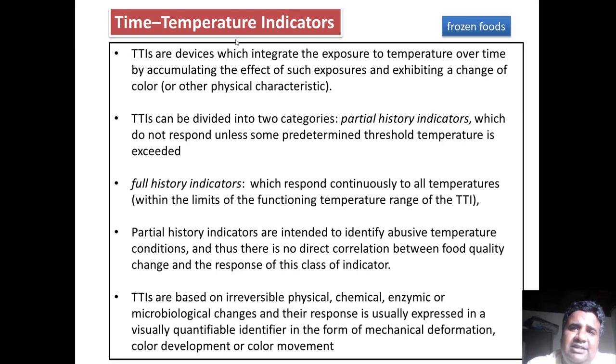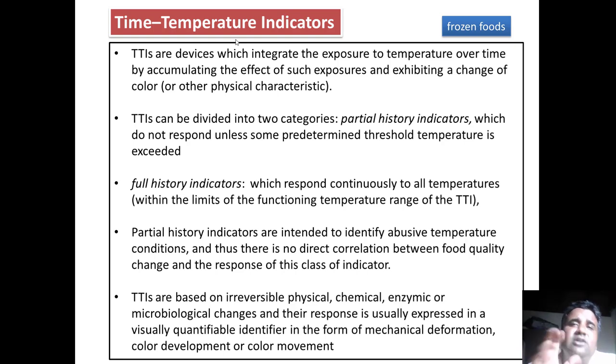Time temperature indicator simply means they will tell us for how long we have kept the product at a particular temperature. Let's say the requirement was to keep the product at minus 5 degrees centigrade, but due to some electric failure or mishandling, the product attained a temperature of 10 degrees, 15 degrees or more than that. So these are the indicators.